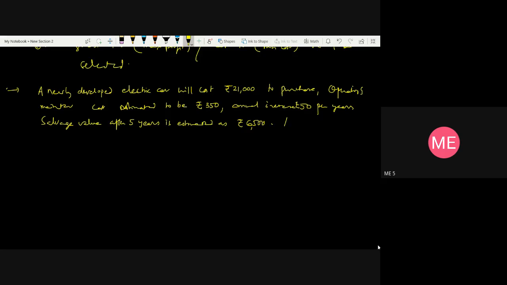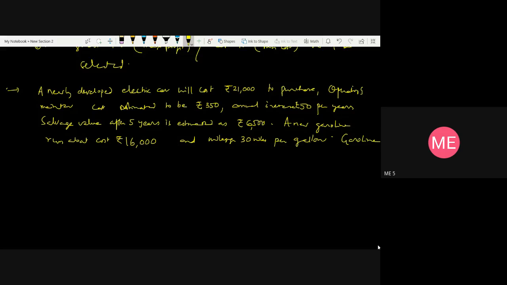Next, a new gasoline car will cost around rupees 16,000. This is the another one which you can use. If I go with gasoline, which costs about 16,000, the mileage is going to be 30 miles per gallon. Mileage is given as 30 miles per gallon.